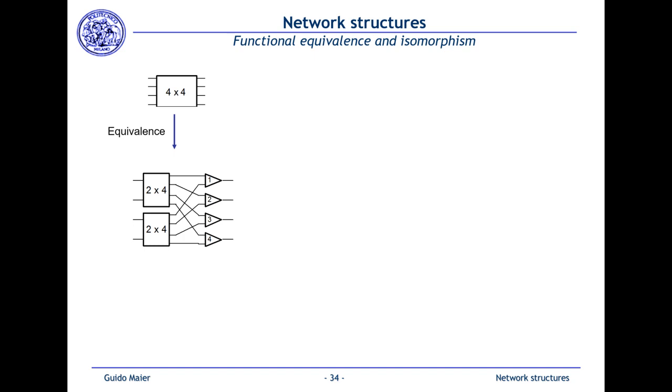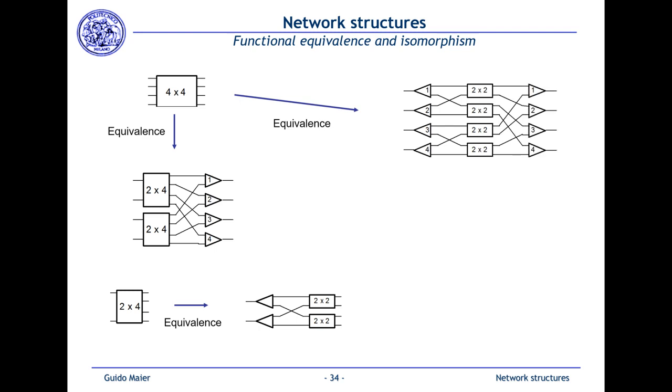Now, if we take the 2x4 blocks you have here in the first stage, these 2x4 blocks are exactly the case of a network with expansion that we have seen in the previous slide. So we can implement each 2x4 block using the splitter stage and the 2x2 stage. Now we can take this block and replace it in the first architecture. We come out with this network. Here you have an N by N network with three stages.